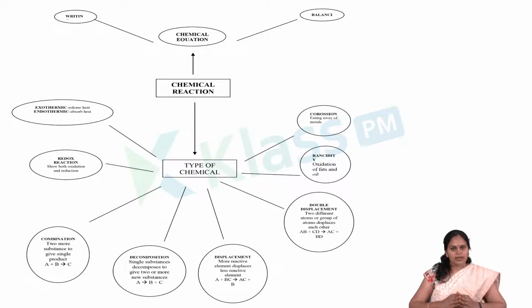Moisture in the air. A best example is something we already know, the rusting of iron. Iron rusts. We should observe the moisture present in the air. That is the best example for corrosion.